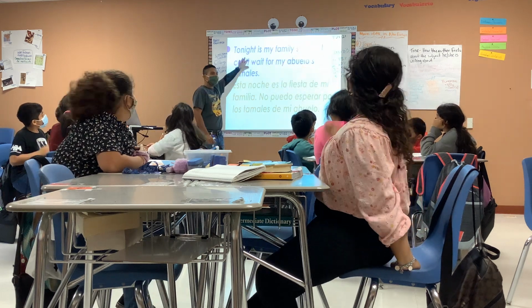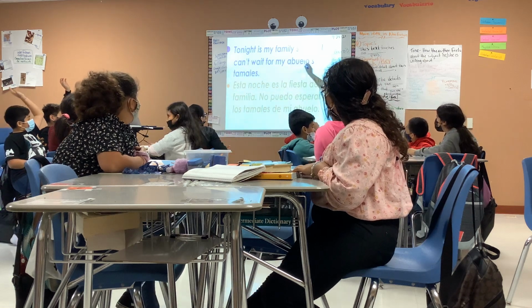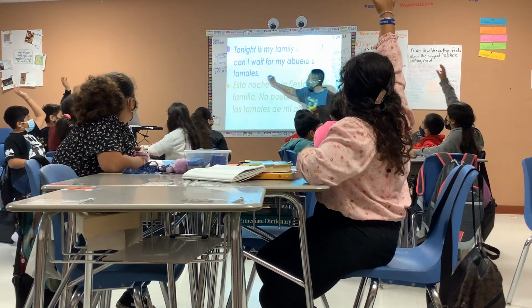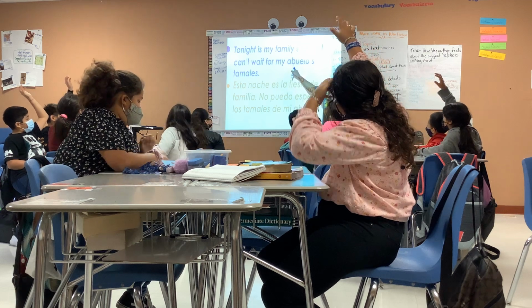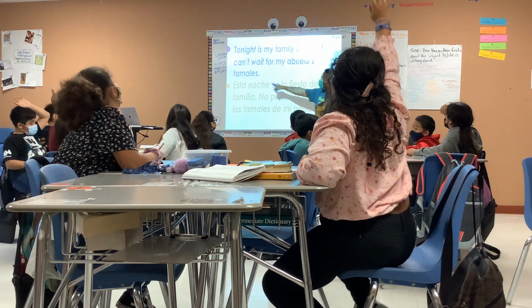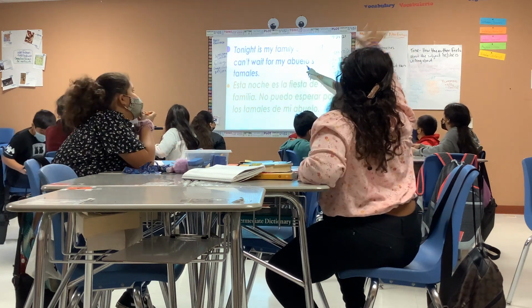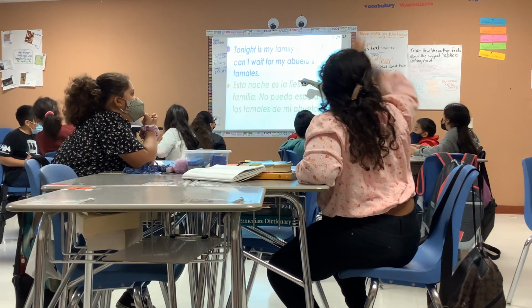Okay, some of the words in the sentence are in Spanish, right? Por ejemplo, abuelo and tamales. Abuelo could have been translated to English, right? Could have been grandpa, but I don't know about tamales, right? Why do you think the author utilized abuelo instead of grandpa?